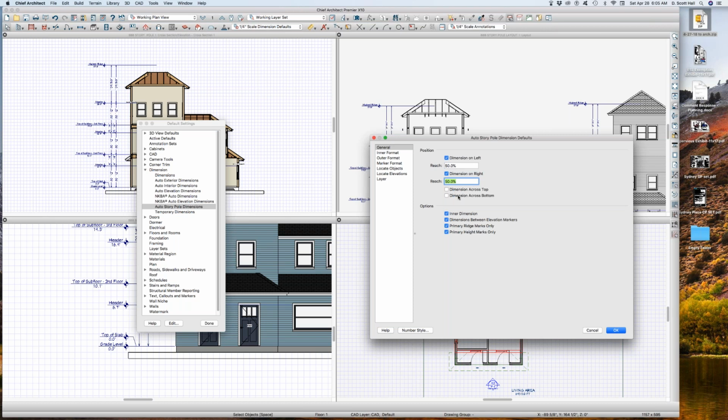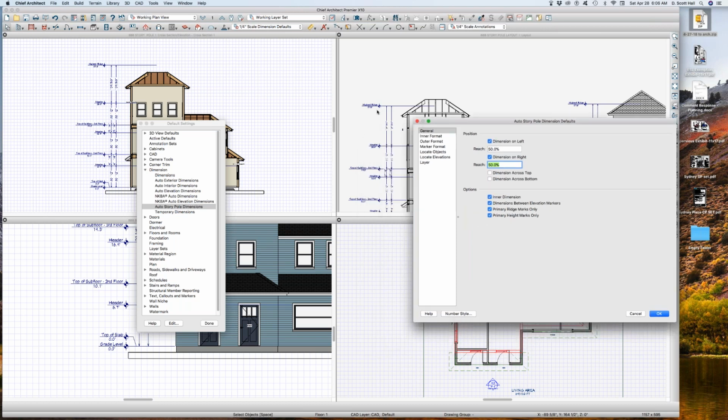Dimensions across the top and bottom, I'm not going to even get into that. We're going to have an inner dimension. I do want the inner dimensions. Okay. Dimensions between elevation markers, yes. Dimensions between these are the elevation markers right here. These things right here, by the way. Primary ridge marks only and primary height marks only. I got those checked, but that's weird. I don't quite understand that yet.